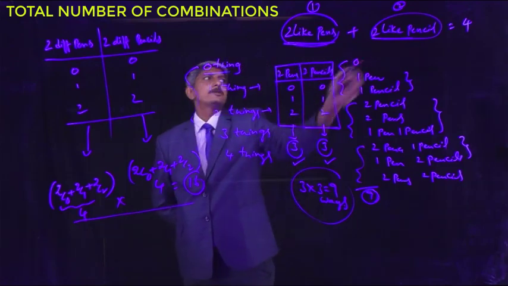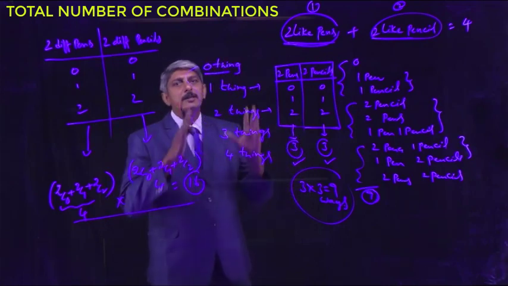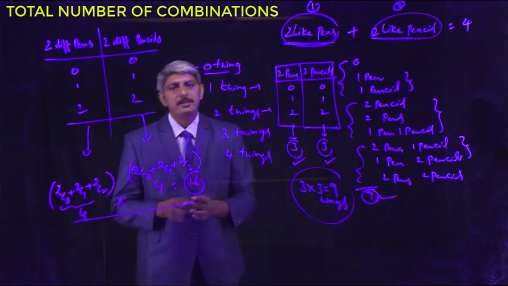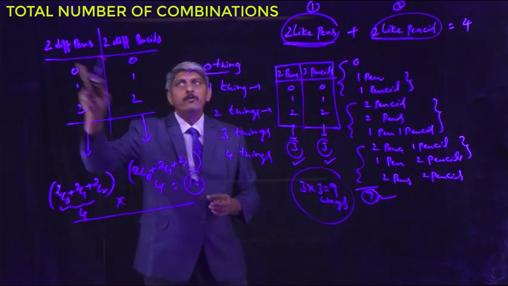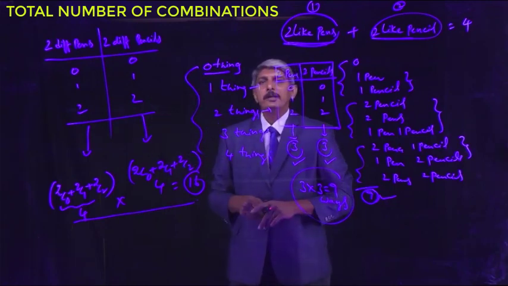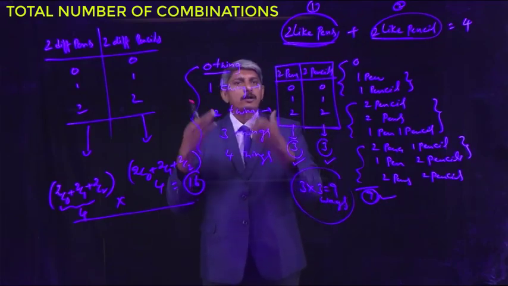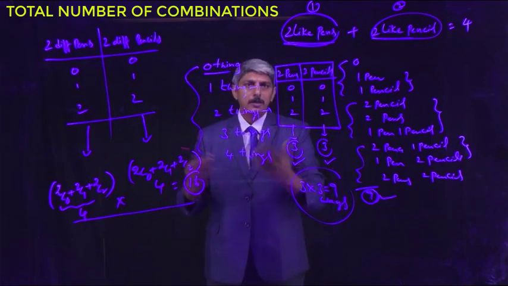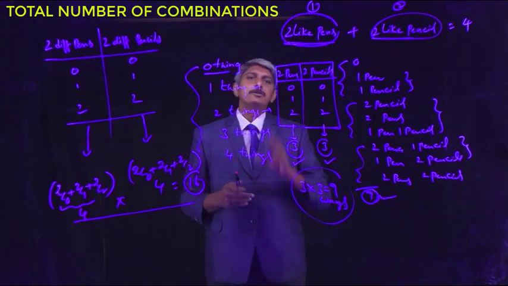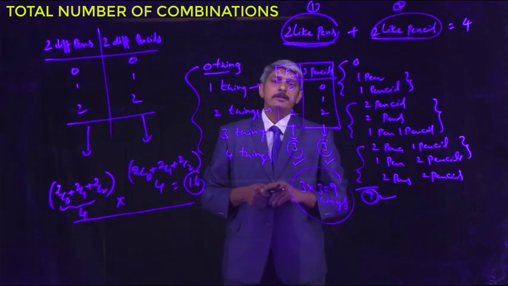For two like pens and two like pencils, the number of ways of selecting any number at a time is 9 ways. For two different pens and two different pencils, selecting any number means either 0 or 1 or 2 or 3 or 4. Maximum we have 4 things because 2 plus 2 is equal to 4. So here the cases are 16.